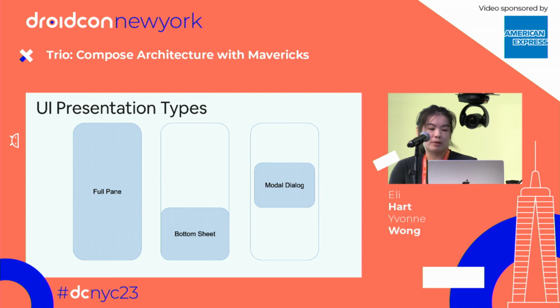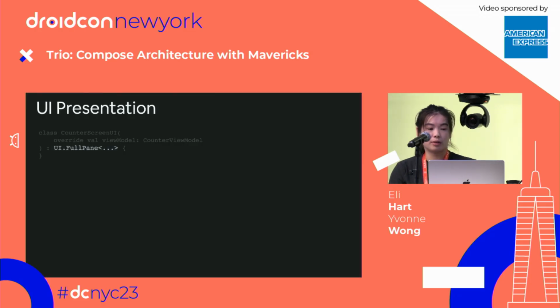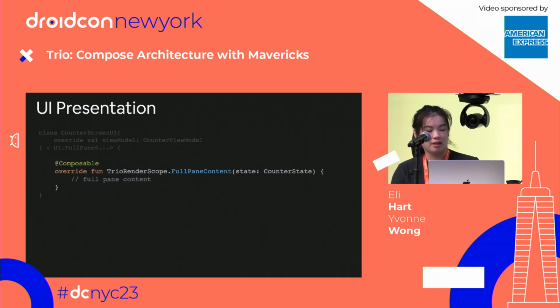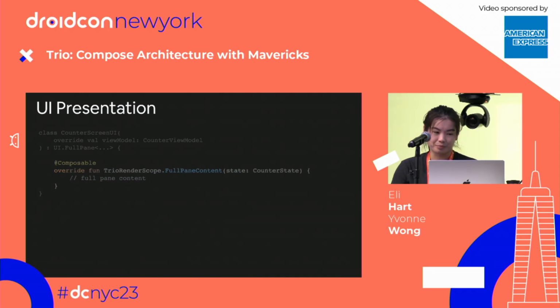This differs from fragments where they are not aware of how they are being presented. Sometimes it is important to draw UI differently depending on the context, such as whether the toolbar needs to be configured and whether the status bar color needs to match the toolbar. To show a trio as a full pane, its UI class has to implement the full pane interface. This interface requires implementation of the full pane content function. This works similarly to the content function we explored earlier, except we now have the guarantee that it is only used when the trio is shown in a full screen context.